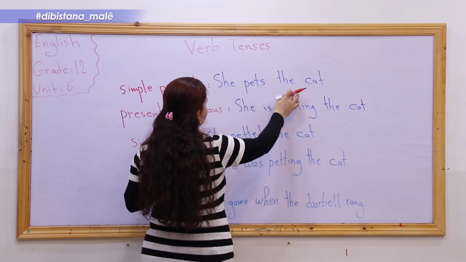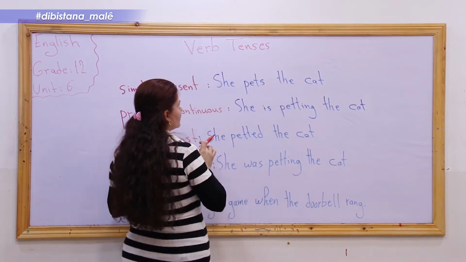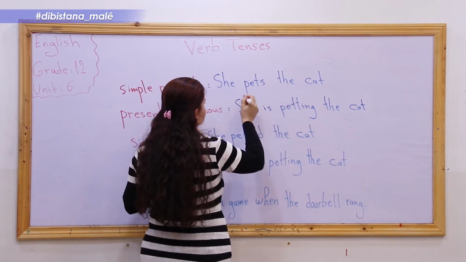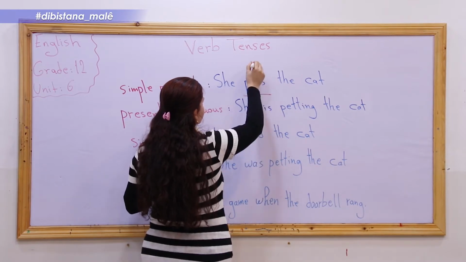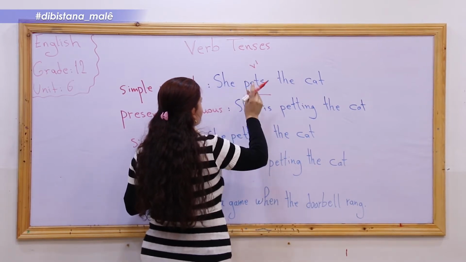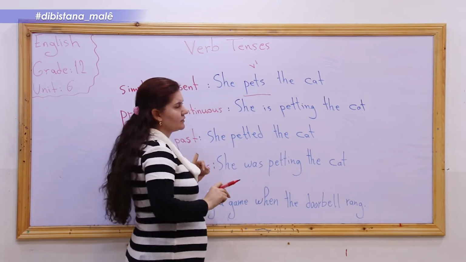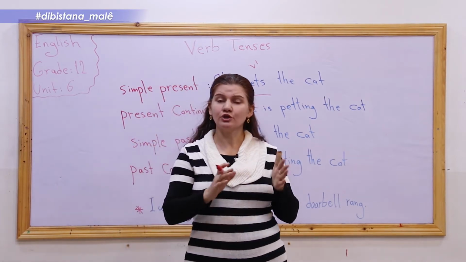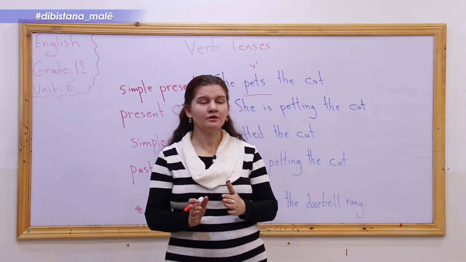She pets the cat. We have an example here. She pets the cat. The verb is verb 1, and it's a regular verb. We have 2 kinds of verbs: regular verbs and irregular verbs.